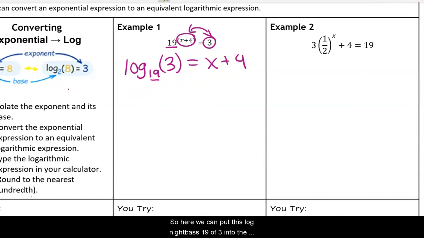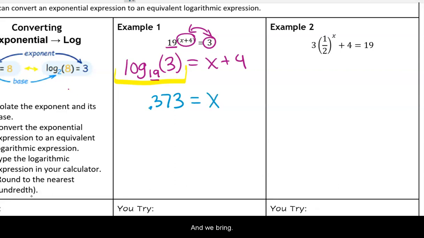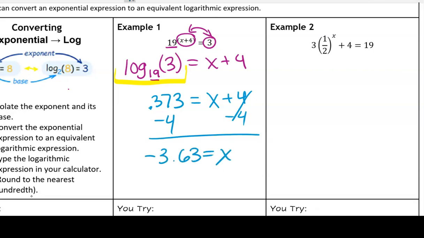So here we can put this log base 19 of 3 into the calculator, and when we do that, we get 0.373 equals, and then we bring down that x plus 4. Now we can solve for x by subtracting 4 from both sides. 0.373 minus 4 gives us negative 3.63 equals x.